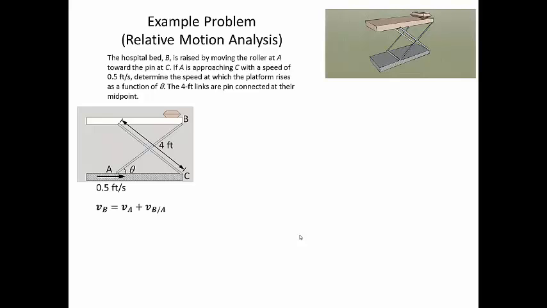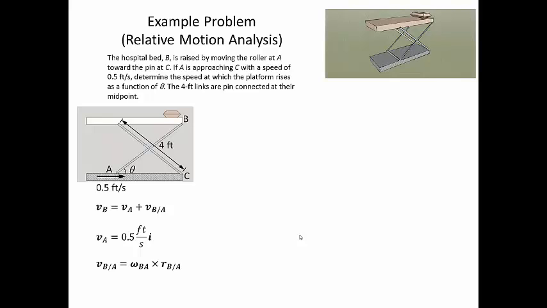The velocity at B is equal to the velocity at A plus the velocity of B from the perspective of A. First of all, our velocity of A in vector notation is 0.5 feet per second in the i direction, and it's positive because it's moving to the right.